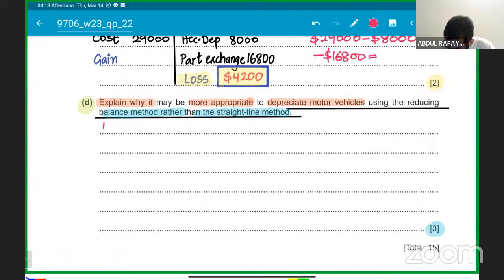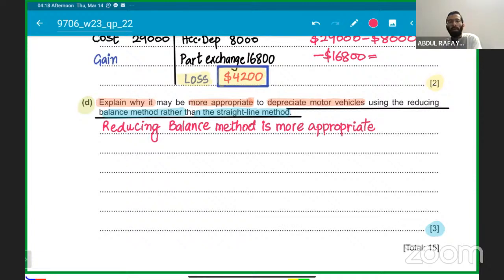So just write down the answer: reducing balance method is more appropriate. Make sure you start from the question only. Reducing balance method is more appropriate for delivery vehicles. Why? Because delivery vehicles tend to lose their value quickly.